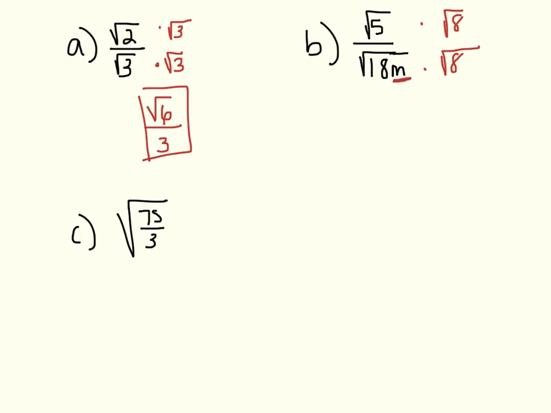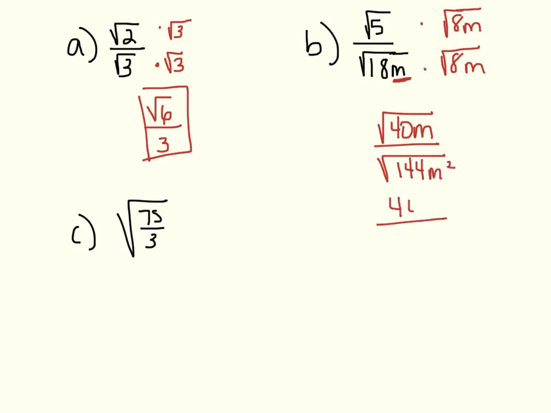Okay, the m here is odd. I don't want odd, so I just multiply by an m. So here we go. The square root of 5m times the square root of 8m would be the square root of 40m squared. Over 18m times 8m in the square root will give you a square root of 144m squared. Simplify. The square root of 144 is 12. The square root of m squared is m.